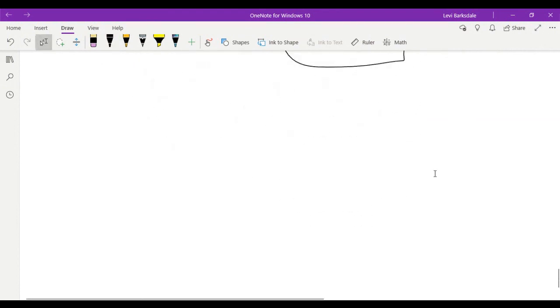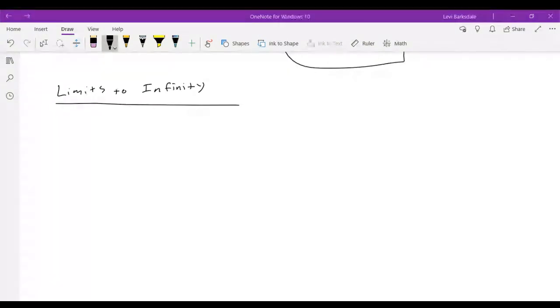Okay. Last topic is limits to infinity. And these are really fairly straightforward. We have some kind of polynomial function. This is all from this week.